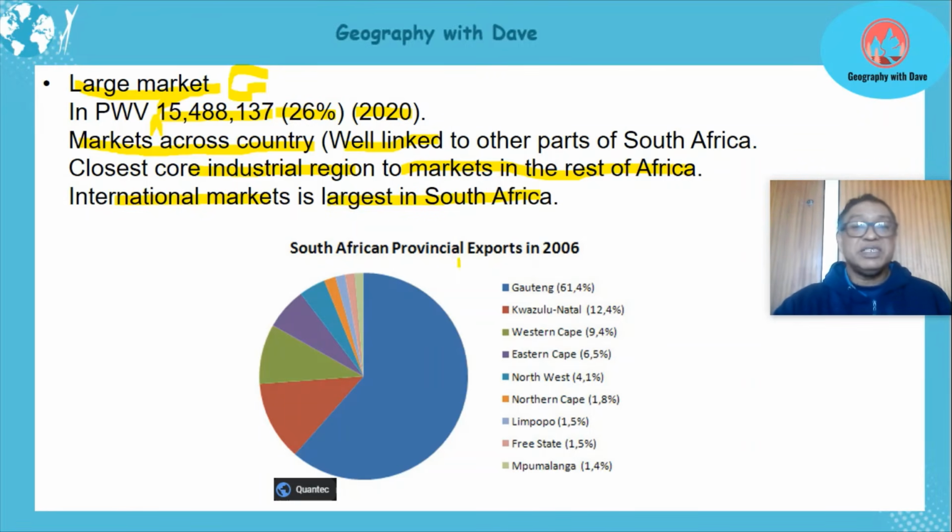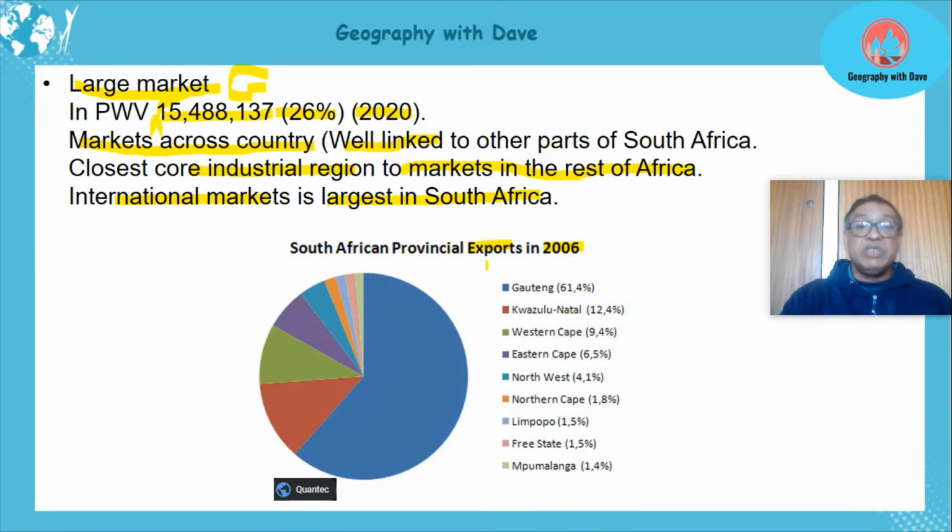Look at this. Provincial exports in 2006. I found this little thing. It may have changed a bit, but as I always say, learners, you have to look at the resource that's given to you. So maybe your examiner will give you 2014 or 2020. We never know. Use that.